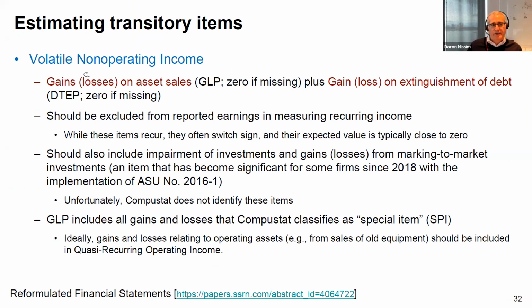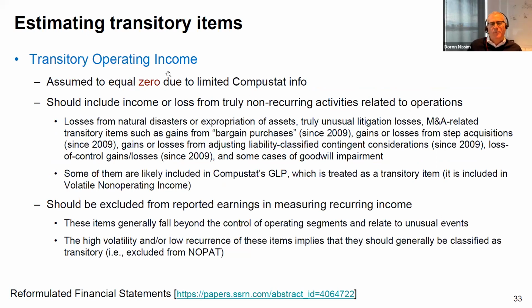The bucket that you don't smooth is gains and losses on asset sales and gains and losses on extinguishment of debt. This you should treat as transitory. CompuStat does not allow you to identify operating items that are truly transitory. Now you can argue that there are some operating items that are truly transitory, but if CompuStat provided the information, I would treat them as such. Actually, with XBRL, many of these items can be identified. So maybe XBRL would allow you to be more careful in how you define transitory operating items.